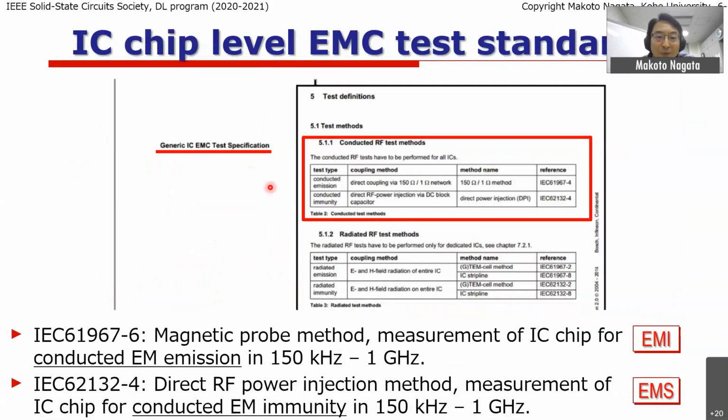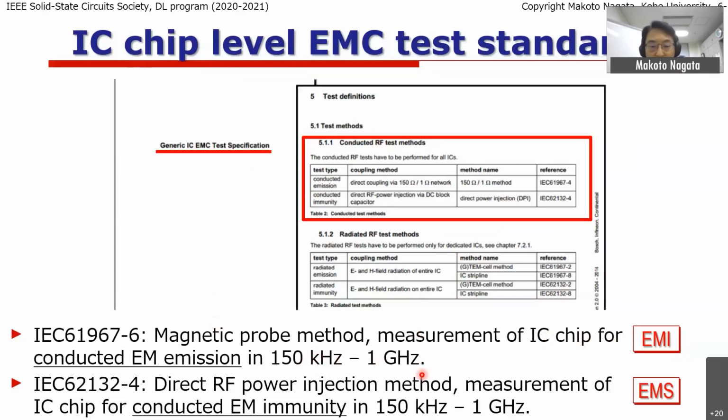I think some of you may know we have standardized testing techniques for the EMC of IC chips. One is the magnetic probe. This is the measurement of the emission of electromagnetic waves from the IC chip under operation. Sometimes the frequency range is from 150 kilohertz to 1 gigahertz. Of course, this frequency range of interest is getting wider these days.